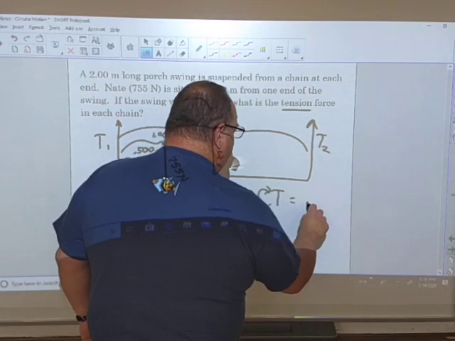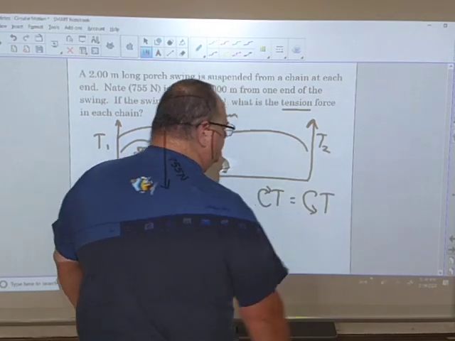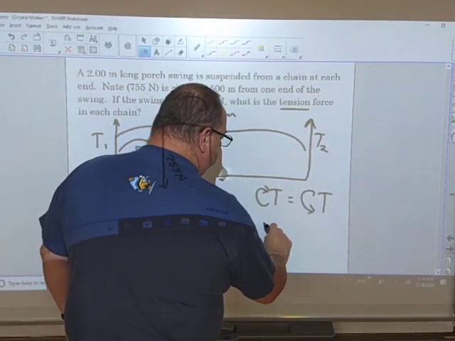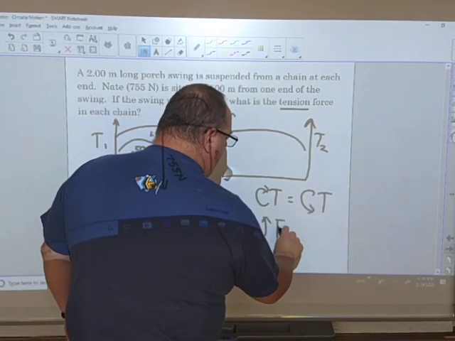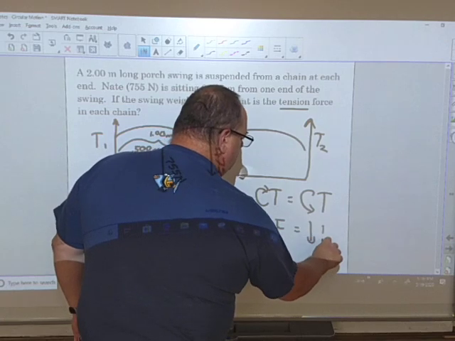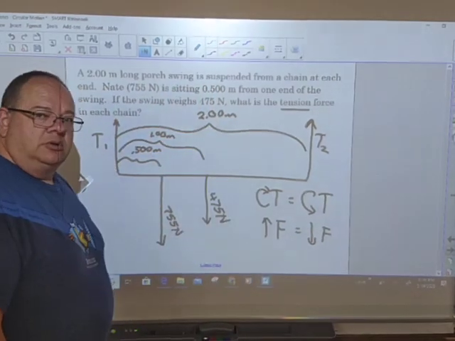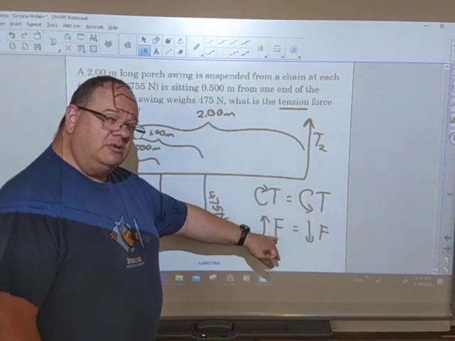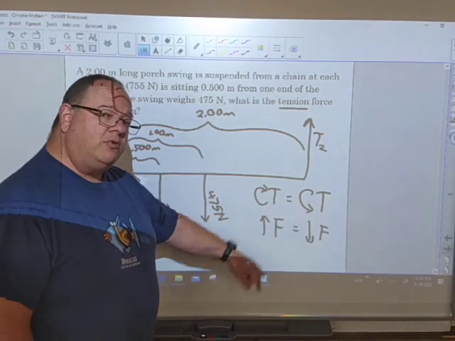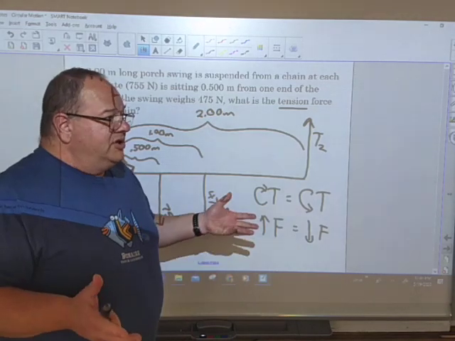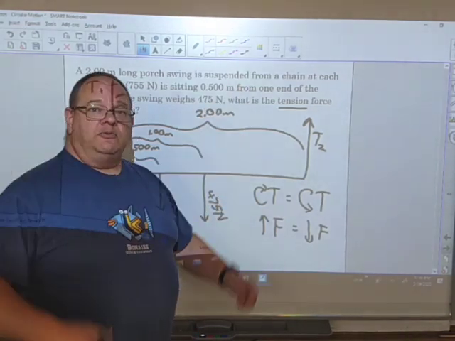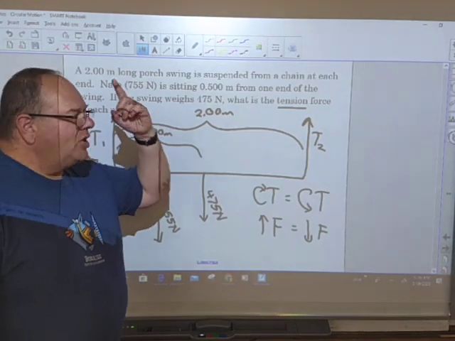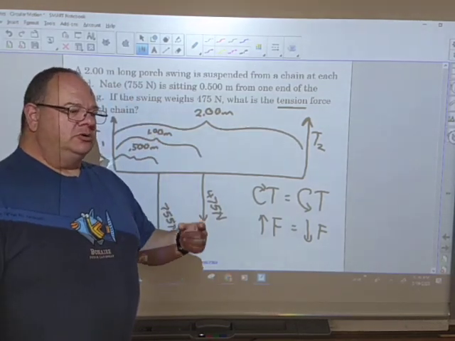Clockwise torques have to equal counterclockwise torques. And the upward forces have to equal the downward forces. I could use my condition for rotational equilibrium, and then I could use my condition for translational equilibrium, because the swing is not just flying off through the air. Okay? Now, where do I choose my pivot?